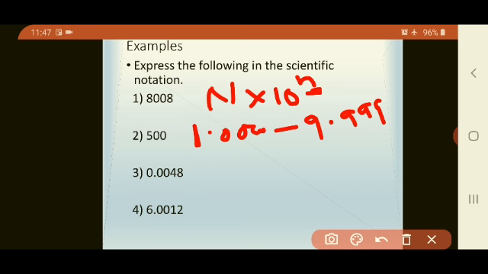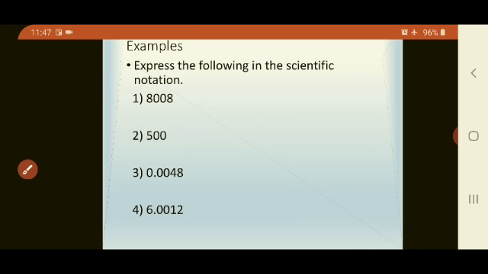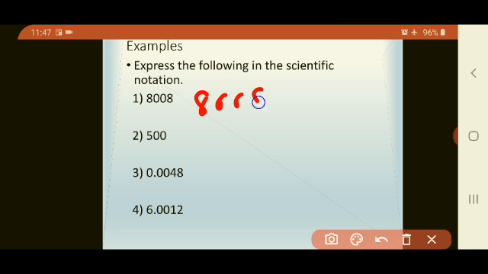So first of all, we have to see the decimal point. Where is the decimal point? In 8008, when you are writing this, the decimal point is not shown, meaning it is after the last 8. After that you can write as many zeros as you want, but here it is not needed, right? We have to just find out where the decimal point is.